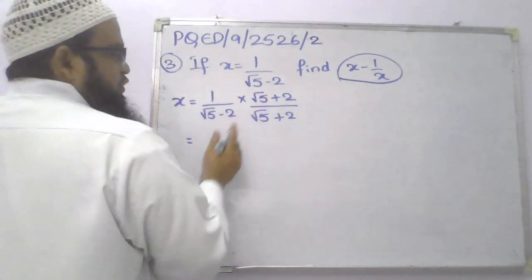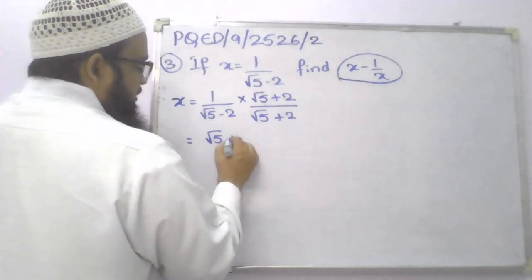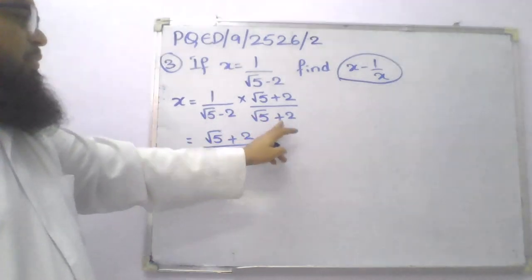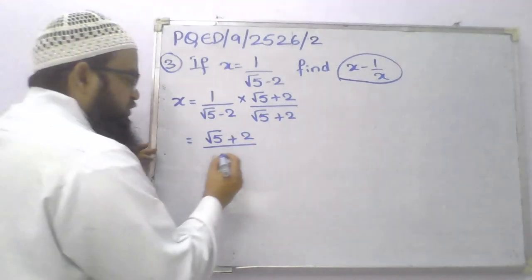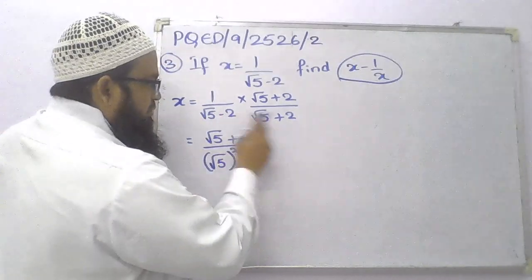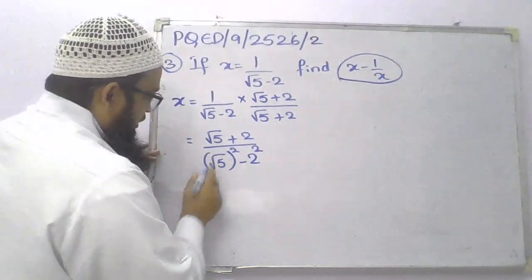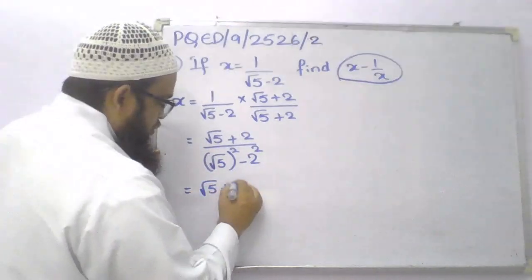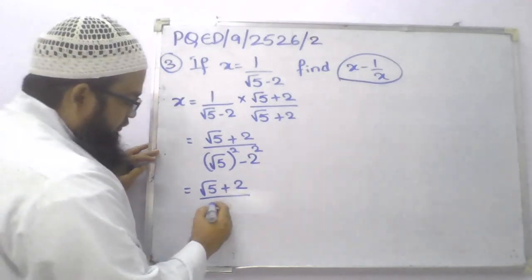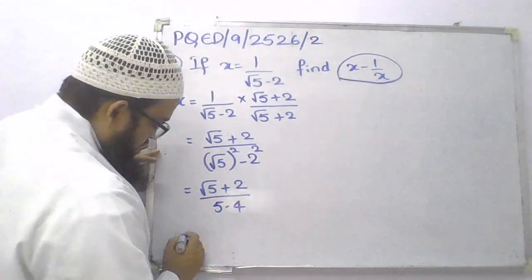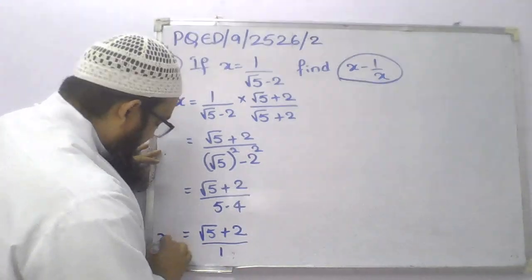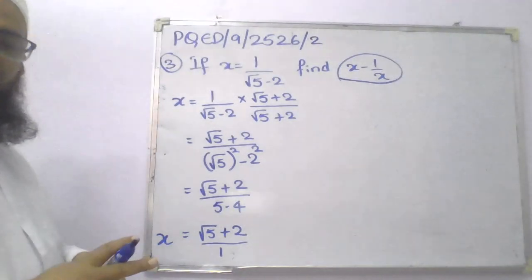So that is equal to 1 times root 5 plus 2, divided by, already we know that (a minus b)(a plus b) is a square minus b square. So root 5 whole square minus 2 square. So that is equal to root 5 plus 2 divided by, root 5 whole square is 5, 5 minus 4, which is 1. So I am writing for you, root 5 plus 2 divided by 1. So x is equal to root 5 plus 2.